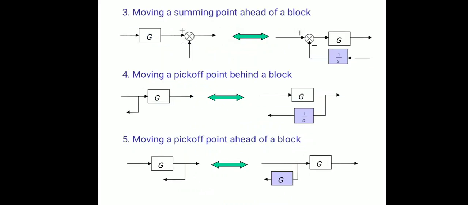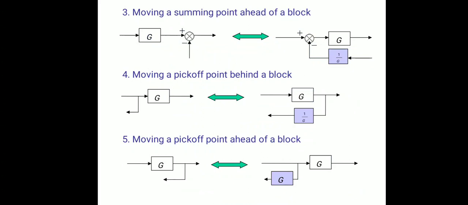Next rule is shifting the summing point before the block. While shifting the summing point before the block, just shift the summing point before the block, but the reciprocal of the block gain before which the summing point is shifted should be added to the shifted summing point. So here we have shifted the summing point before the block G. That's why the reciprocal of block G, that is 1 by G, is added to the shifted summing point.